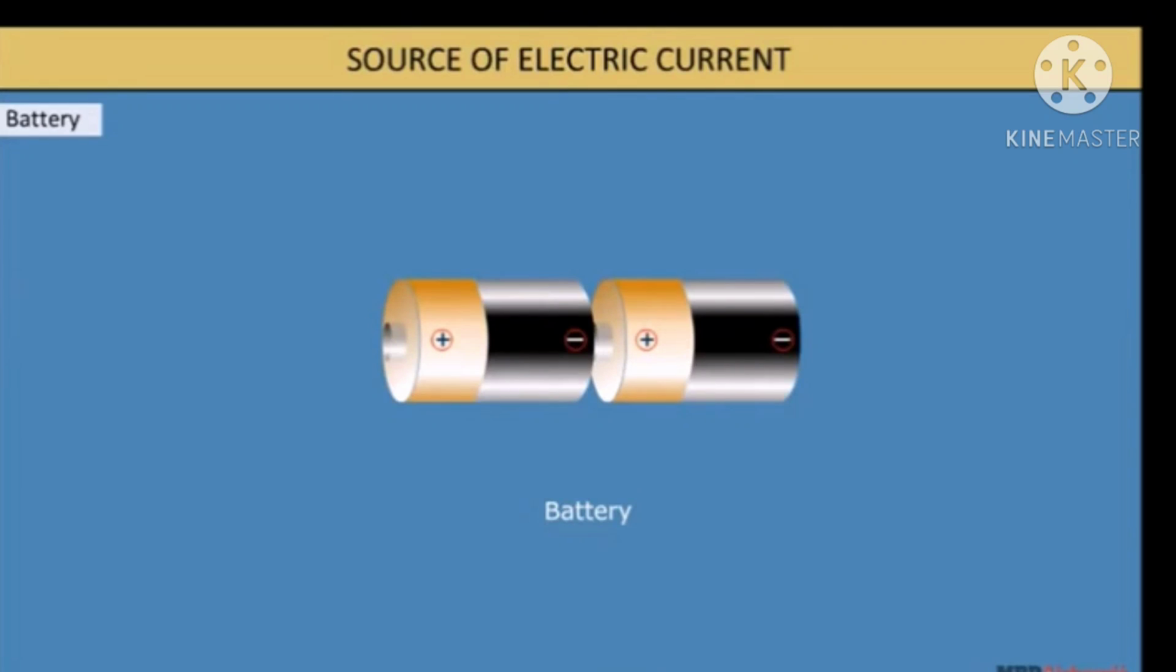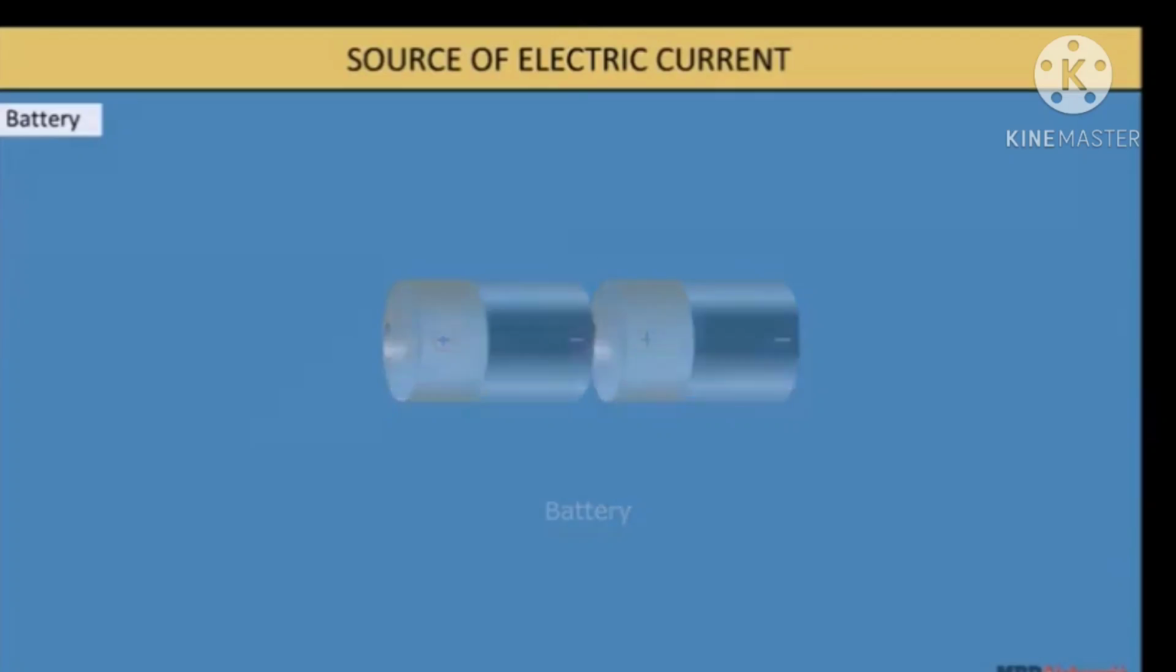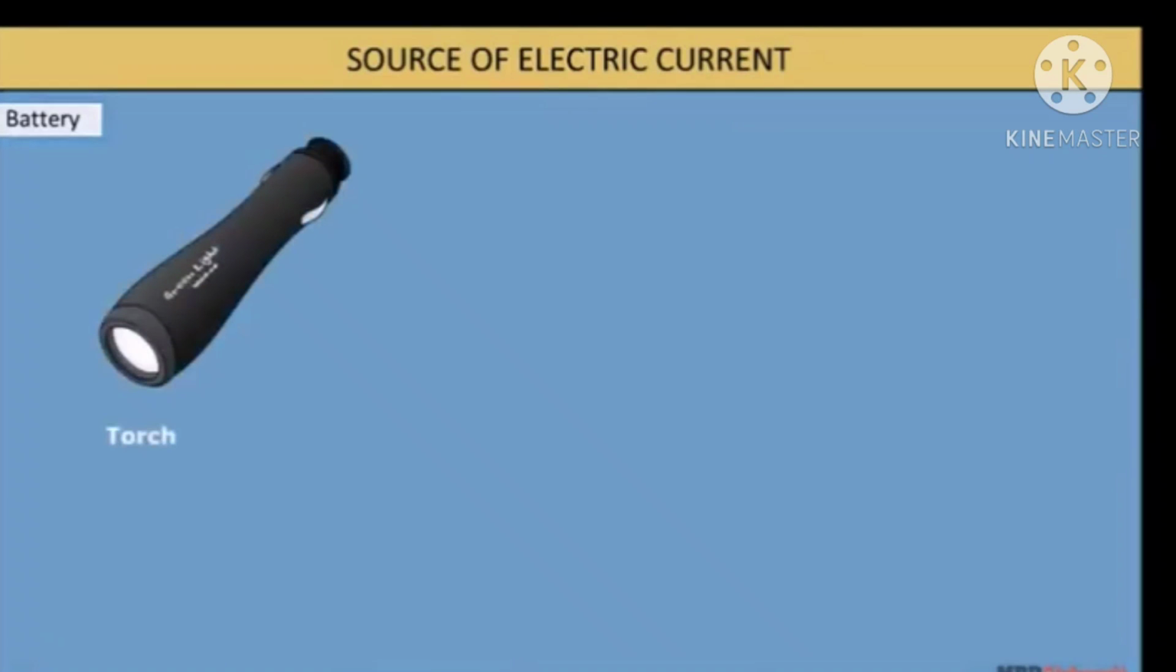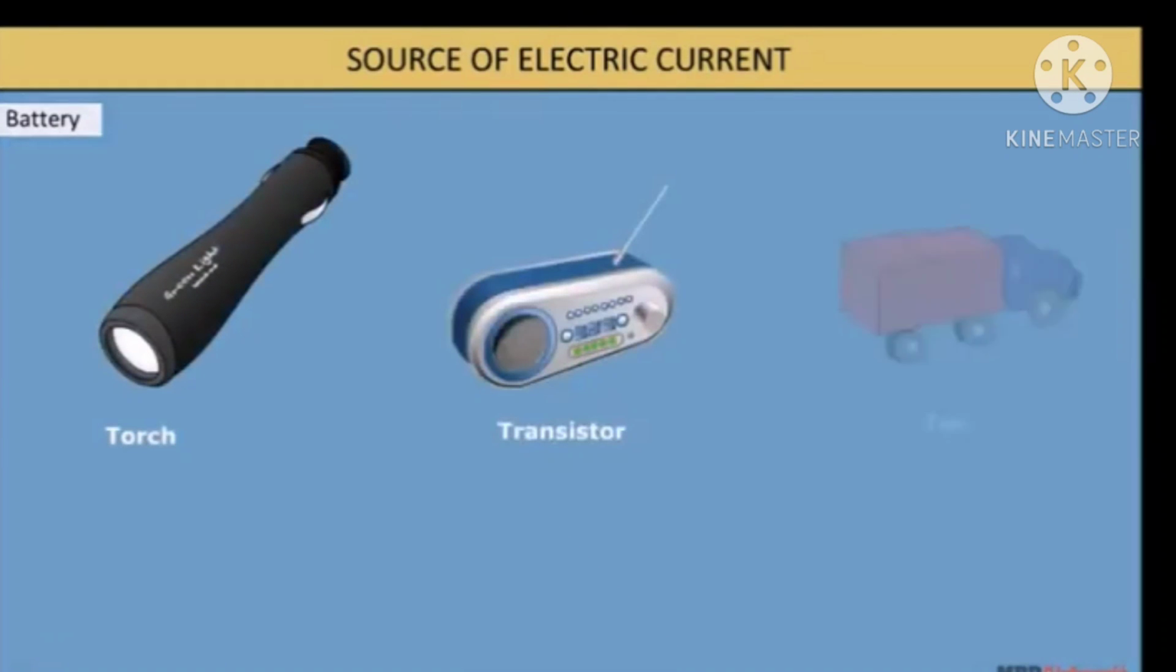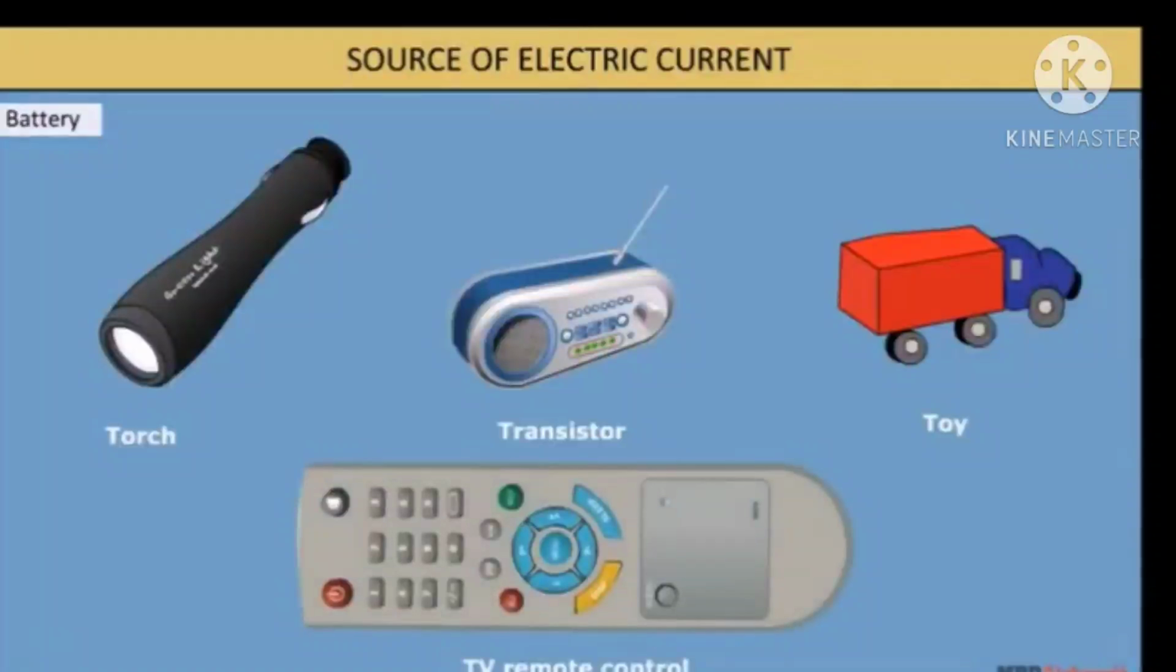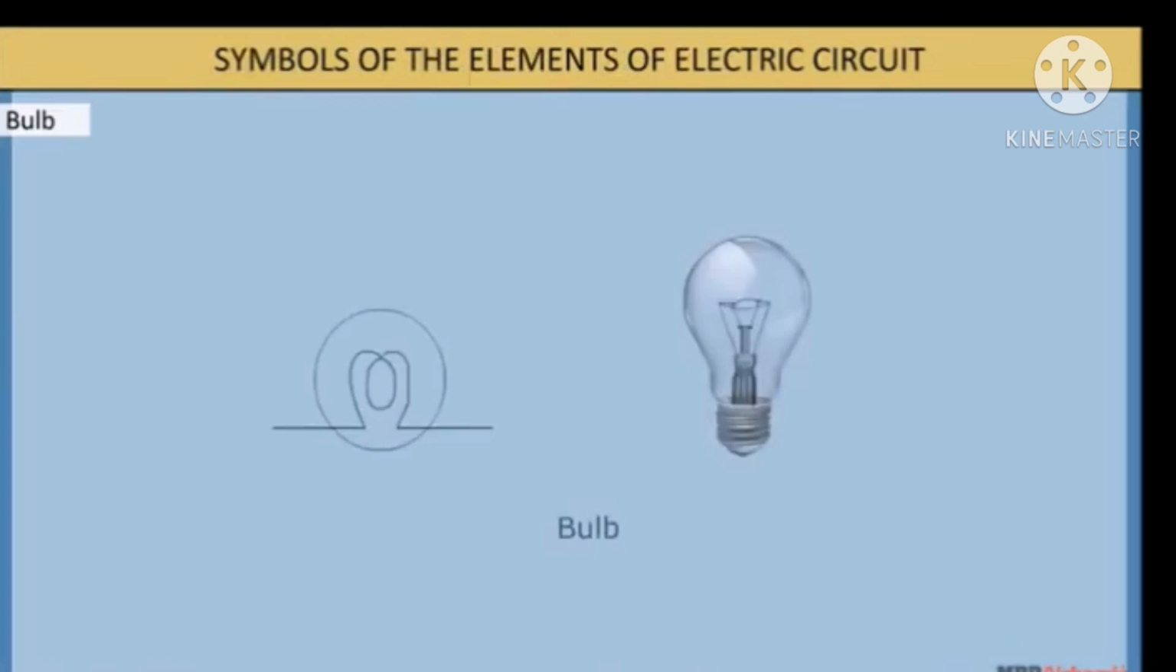Children, in a battery, the positive terminal of one cell is connected to the negative terminal of the other cell. Many devices such as torches, transistors, toys, TV remote controls use batteries. Children, now what is bulb? Bulb produces light and is represented by a coiled wire inside the circle as shown in animation.